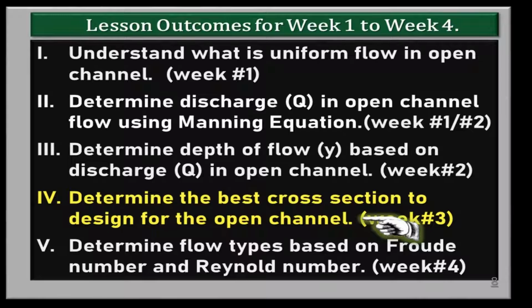Lesson outcome number 4. Able to determine the best cross-section to design for the open channel. In this topic, the objectives is the same as lesson outcome number 2 and number 3, but with optimal cross-section of open channel. Lastly, lesson outcome number 5. Able to determine flow types based on Froude number and Reynolds number. Flow types can be fast, slow, critical, turbulent, and non-turbulent, which is called laminar.